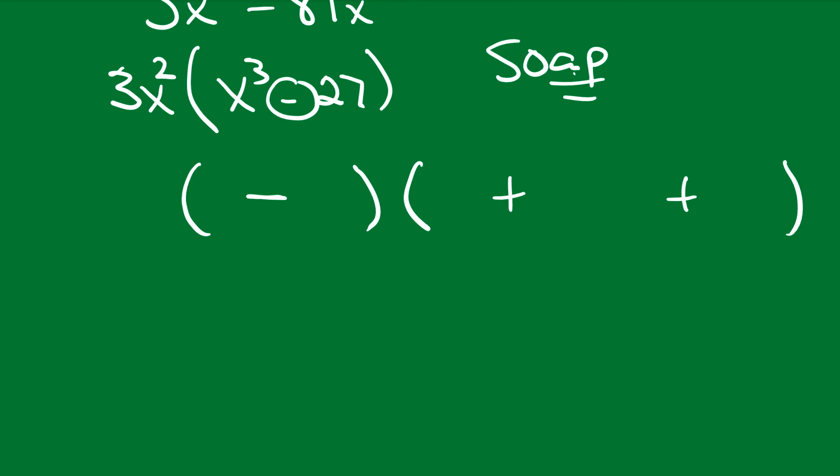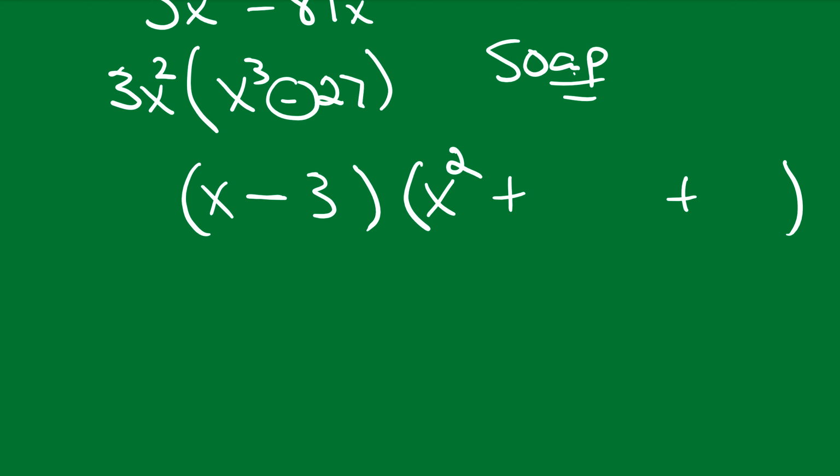I want to know, what is the cube root of x to the 3rd? Well, it's just simply x. What's the cube root of 27? Well, that's going to be 3. And then I'll fill in the rest, the trinomial here. The first term of the trinomial is going to be the first term of the binomial squared.